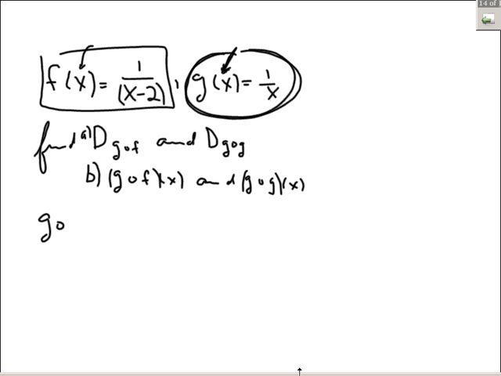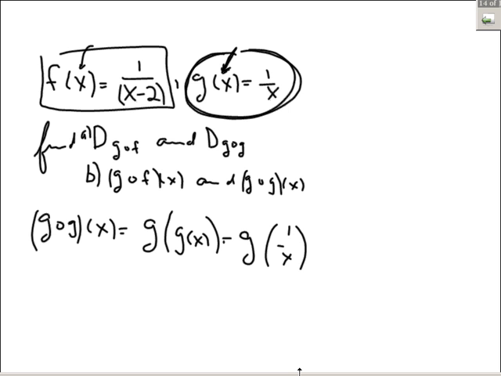Well, g circle g of x, by definition, is g of g of x. But g of x is 1 over x. It says so right there. And what does g do to what's in there? It takes the reciprocal. So that's almost our answer to part A, because there might be a constraint.